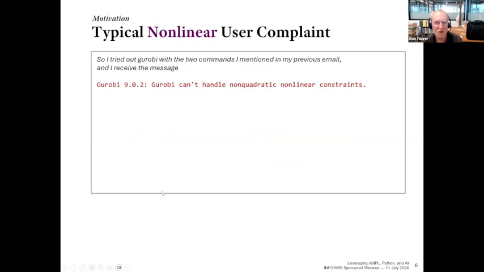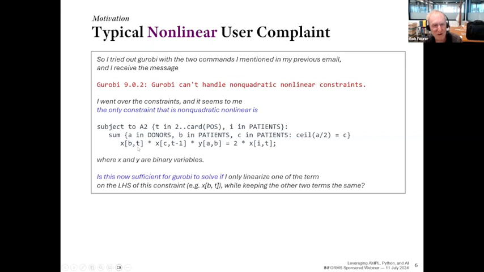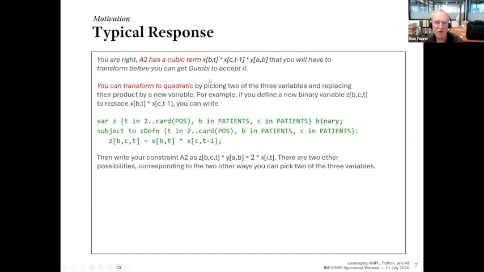And here's another nonlinear complaint. Someone gets this message from Gurobi, can't handle it. And so they look and they say, it's probably this. It's not quadratic because it has 3 variables multiplying each other. And now, can I linearize one of these variables? Well, not quite. So I have to write back and say, this is a cubic term. And you could conform it to quadratic, which Gurobi does accept, by defining a new variable equal to the product of the first 2 terms.